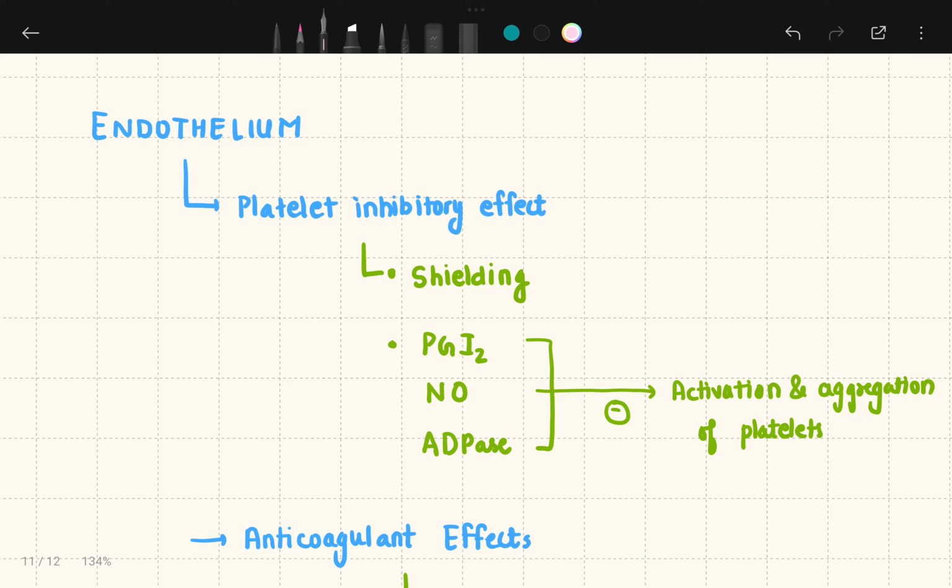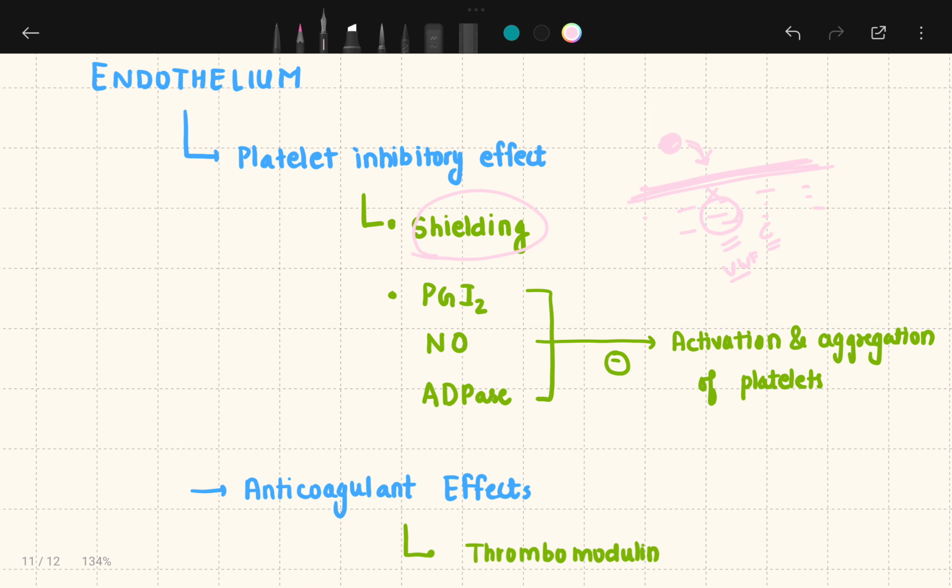So what is endothelium doing? Endothelium is shielding the platelets from getting activated, from coming in contact with the von Willebrand factor. We know that there is the endothelium layer, and beneath this there are subendothelial substances like von Willebrand factor and collagen, and here platelets are here. So this is providing a kind of shield. This platelet now can't get in contact with this von Willebrand factor and collagen, right? It can't come in contact with them, so it is providing a shielding effect.